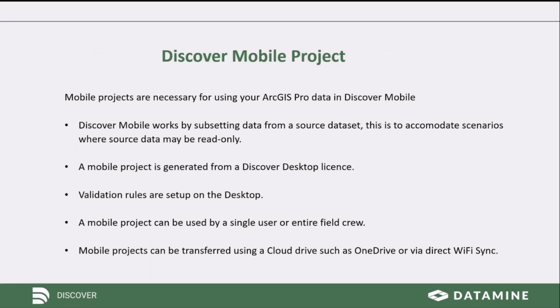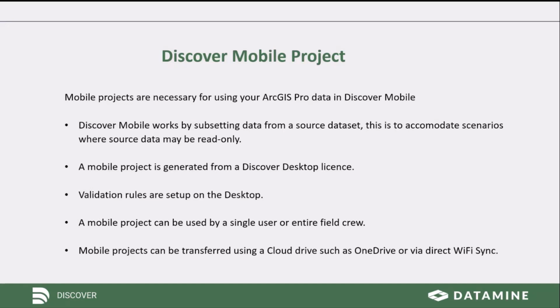Okay, so in order to get data out into the field, what you need to do in ArcGIS Pro is set up a mobile project. What the mobile project does is subset data from your data source. You might say, why can't we just use the data source? Well, quite often the source data is in a read-only format, might be a database where you need permissions, so you can't always directly modify source data. So you can bring the data out, and if you do have the permissions, update it back.